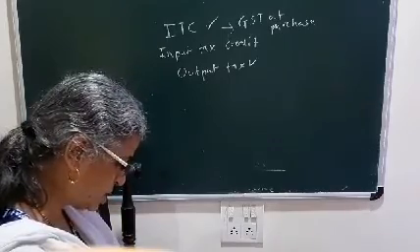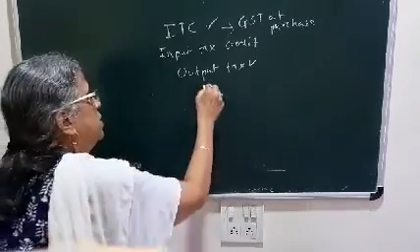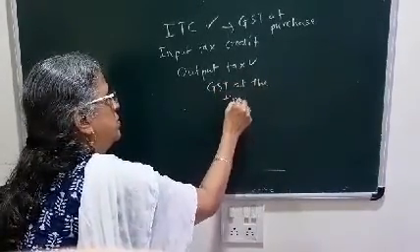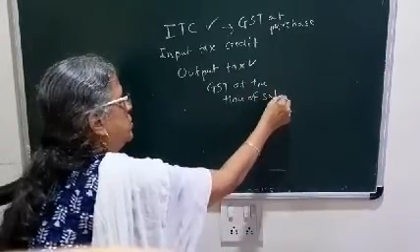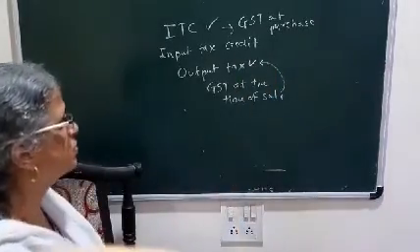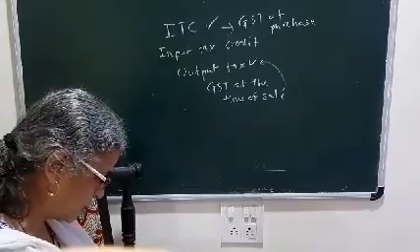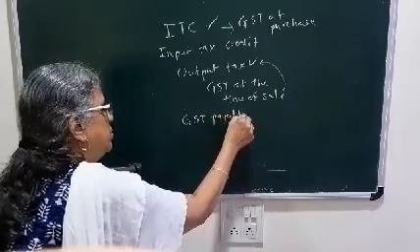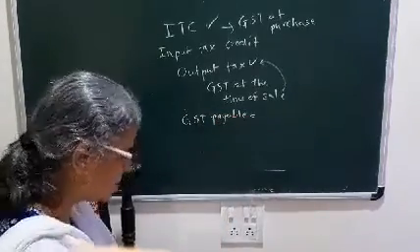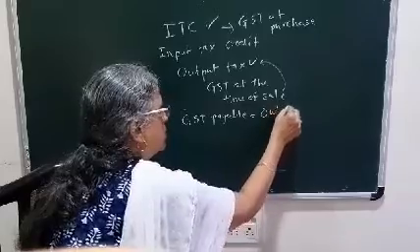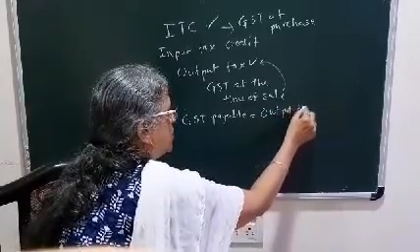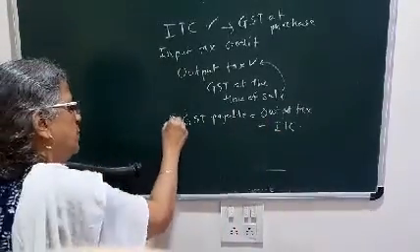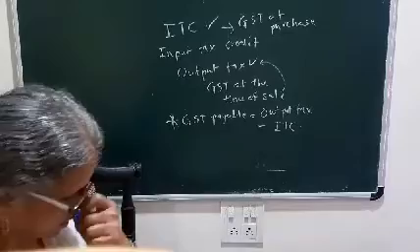And the GST paid at the time of sale is known as output tax. So here GST payable is equal to output tax minus ITC. That formula you have to remember: output tax minus ITC. This is the important formula we are going to use in solving the next sums.